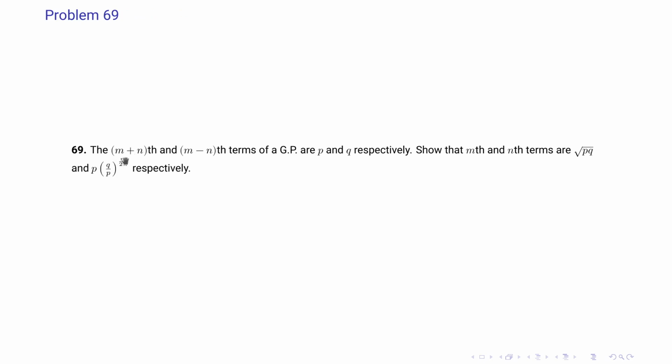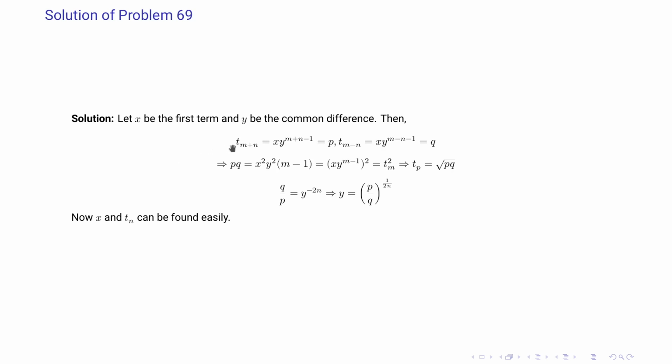Problem number 69 says that the m plus nth and m minus nth terms of a GP are p and q respectively. Show that the mth and nth terms are square root of pq and p multiplied with (q by p) whole to the power m by 2n respectively. So here we take x to be the first term and y to be the common ratio, not difference. So the m plus nth term is equal to x y to the power m plus n minus 1 is equal to p, and t m minus n is equal to x y to the power m minus n minus 1 is equal to q.